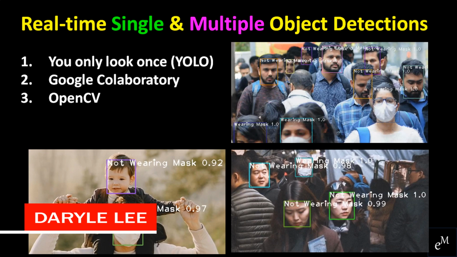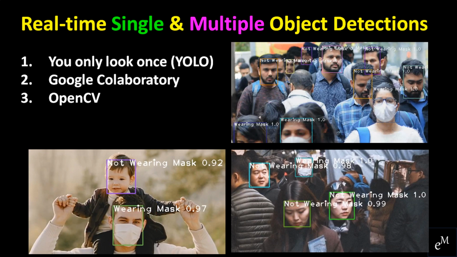In this video, we are going to learn how to perform real-time single and multiple object detections under the environment of Colab. And to be specific, we are going to train YOLO with custom objects in Colab and apply the trained network to perform custom object detections with the use of OpenCV.